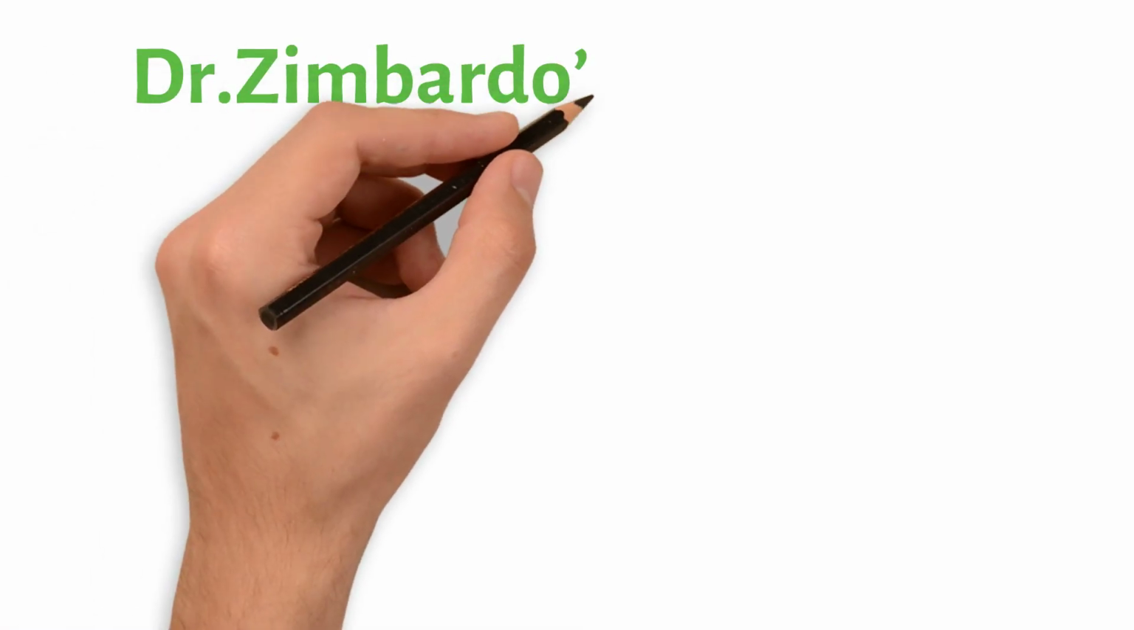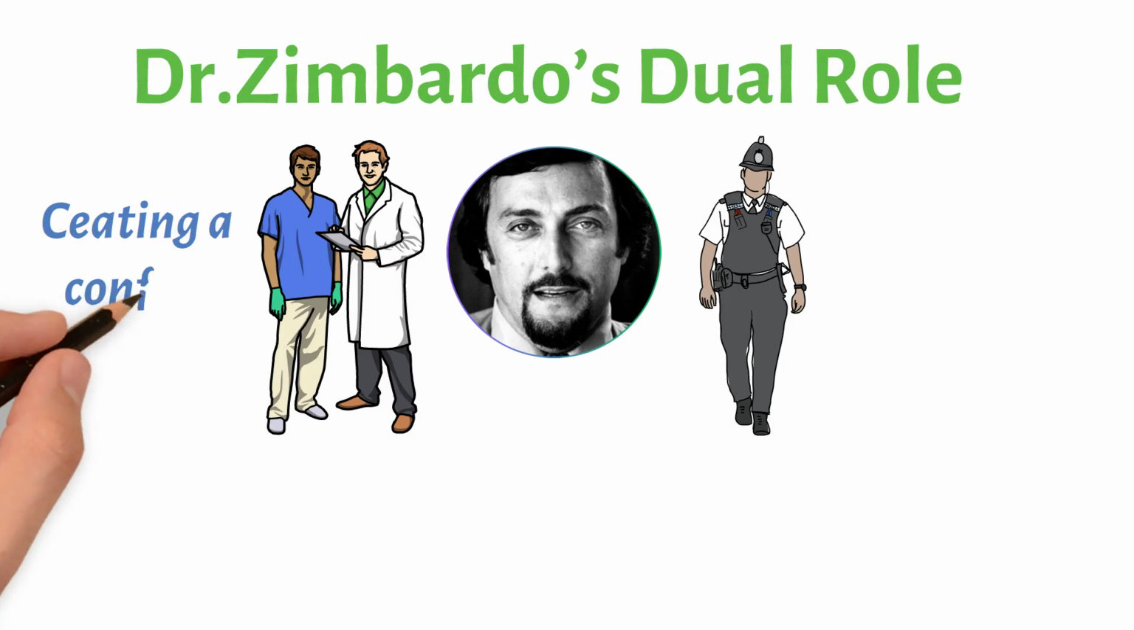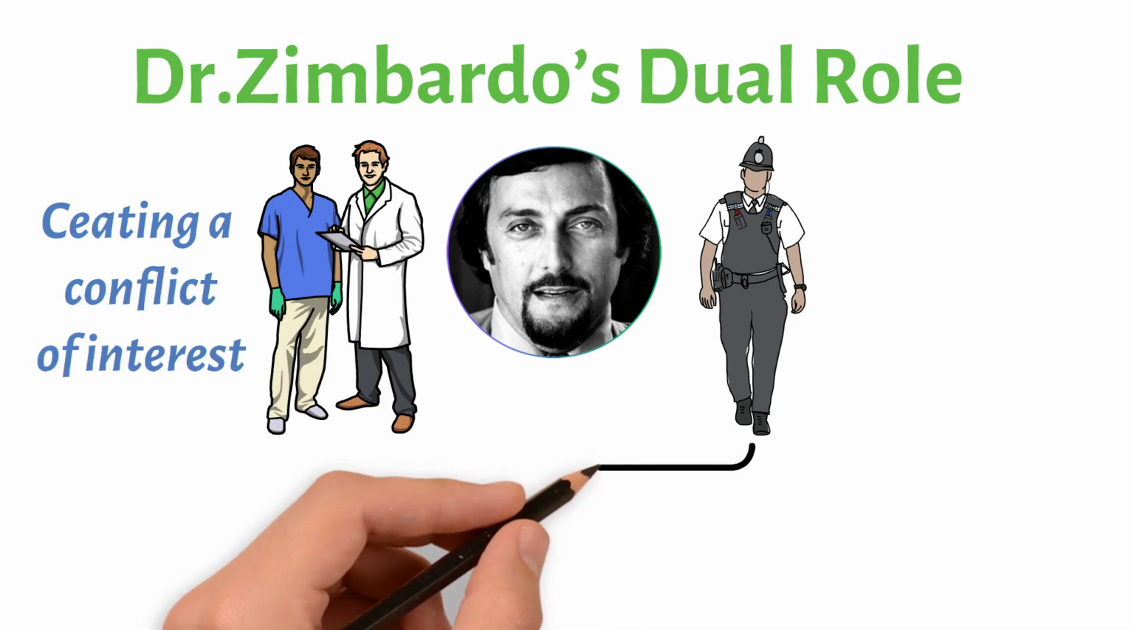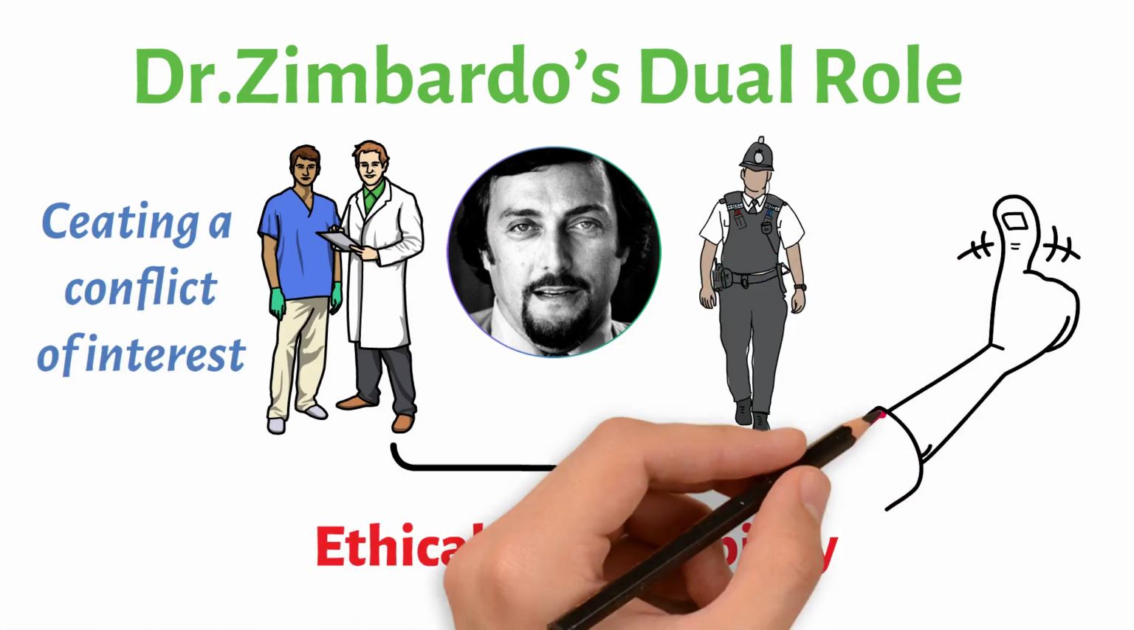Zimbardo's dual role. Zimbardo was both researcher and prison superintendent, creating a conflict of interest. This dual role may have impaired his objectivity and ethical responsibility, as he did not intervene early enough to stop the harm.